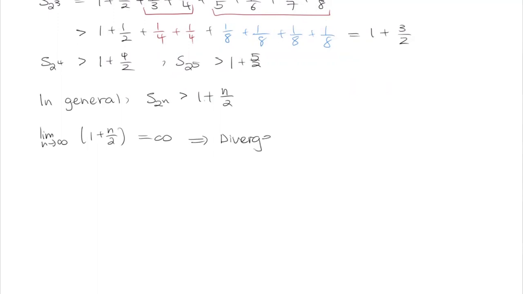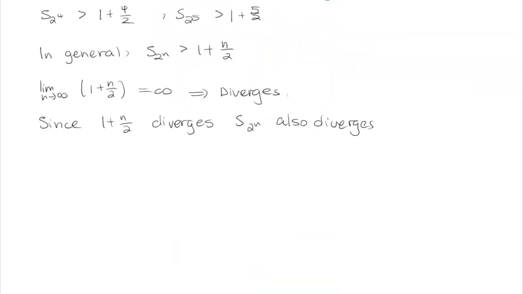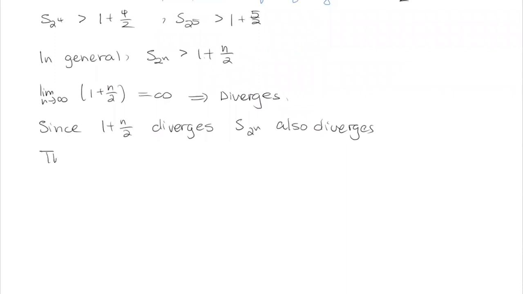So we're going to use a comparison test here. So since 1 plus n over 2 diverges, that means s of 2 to the power n also diverges. And so that means the harmonic series up here actually diverges as well. So therefore, the sum diverges.